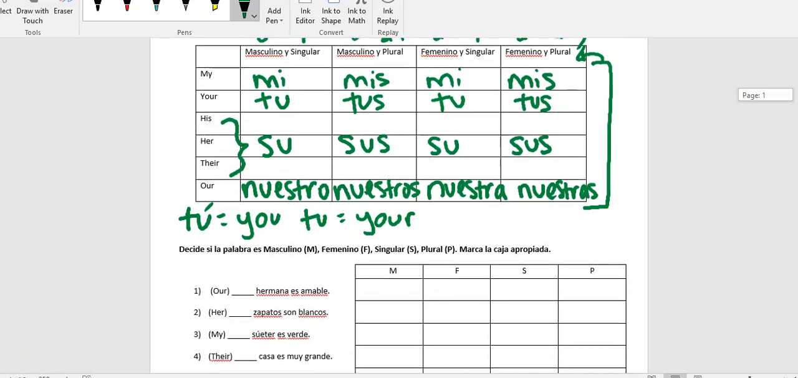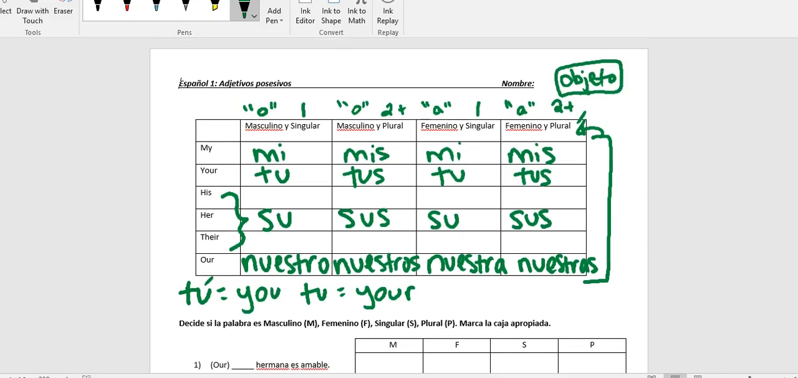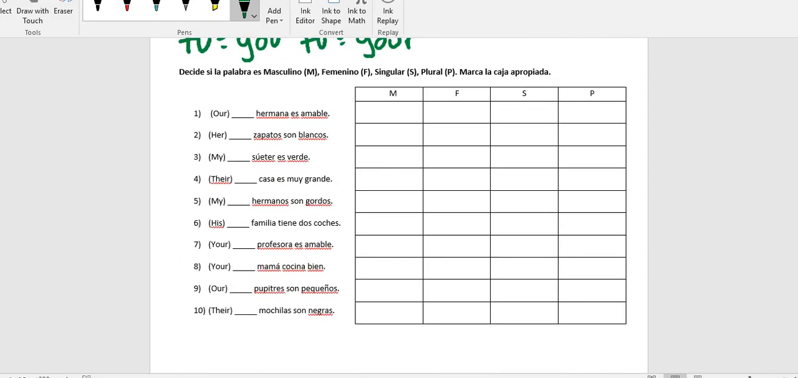So now what we're working on down here, in English, we don't separate by masculine, feminine, singular, plural. So we're going to practice that down below. But remember, as we talked about, we're looking at the object. So as we come down here, decide si la palabra es masculino, femenino, singular, o plural. Marca la caja apropiada. So we're going to look at the frase, and we're going to determine, is it masculino, femenino, singular, or plural? So if I want to say, nuestra hermana es amable, first we have to determine what or who is being claimed.